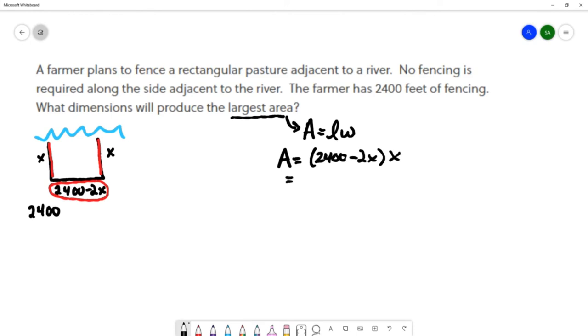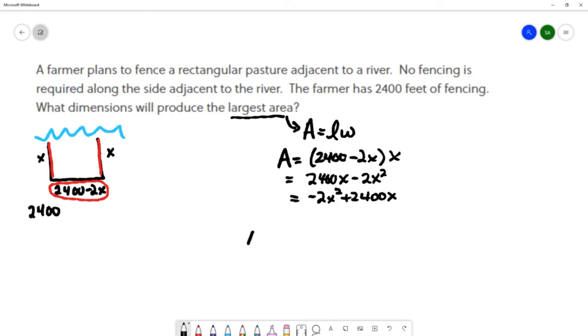So this gives me the equation 2,400x minus 2x squared. And I like to write that in descending order. So we have negative 2x squared plus 2,400x. So now we have an equation with only one variable, and we're ready to use our calculus techniques to optimize the area, find the largest area.